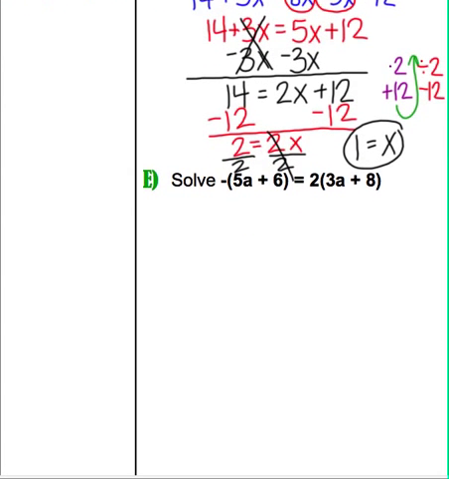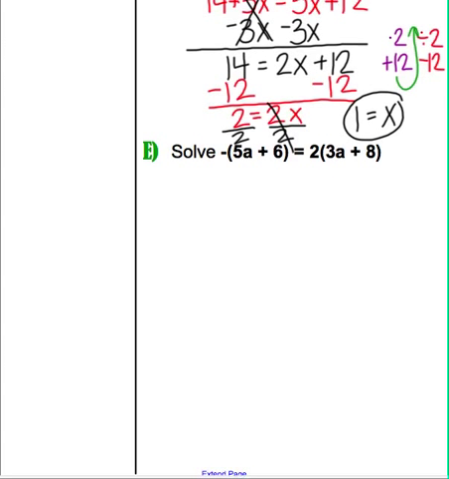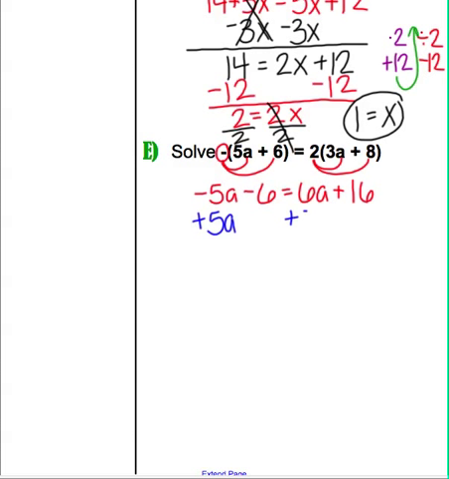This one has parentheses on both sides. So if you will notice, we've got this negative sign out front, which means I have to distribute that negative sign. So I end up with negative 5a plus a negative 6, or minus 6. Then on this side, I distribute the 2, which will give me 2 times 3a, which is 6a, plus 2 times 8, which is 16. So then, because this 5a is negative, I'm going to choose to get rid of that by adding 5a, and I'm going to add 5a on both sides.